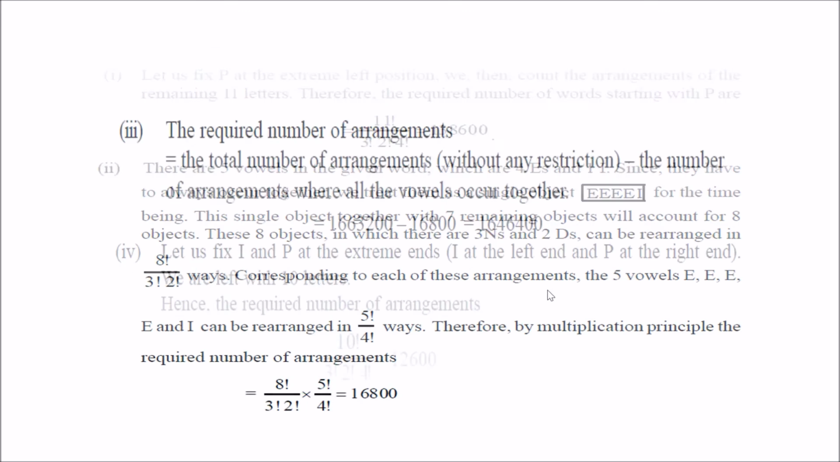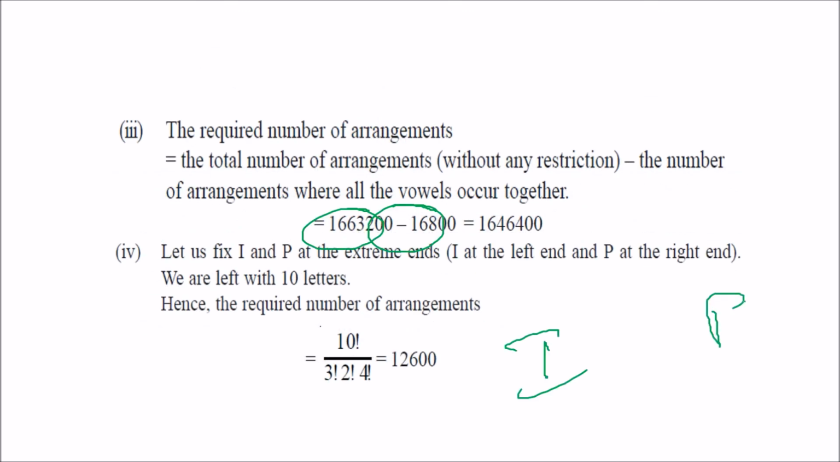How about if I and P are fixed? So there are only 10 positions remaining. So factorial 10 arrangements. But these I and P are not repeaters. These 3, 2 and 4 are the repeaters. So you have to divide factorial 10 by 3, 2, 4. This is 12600.